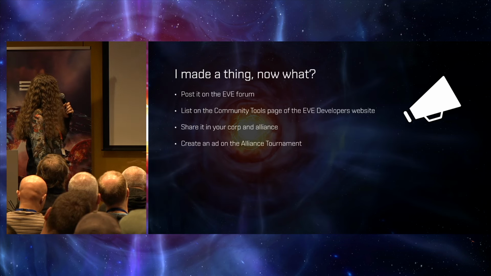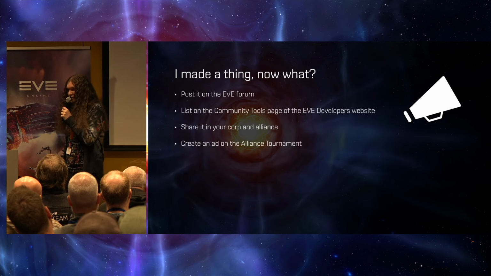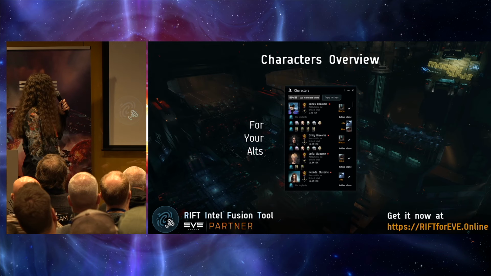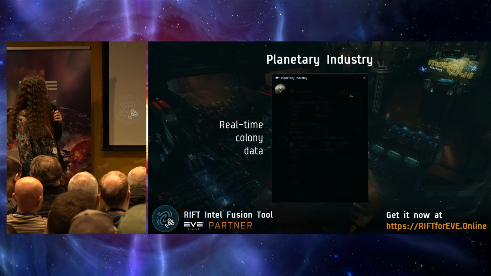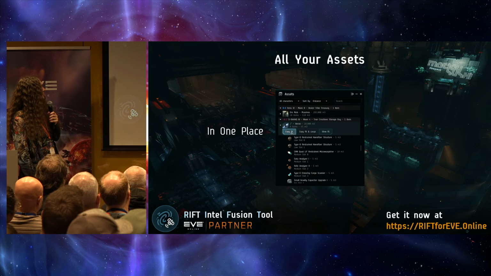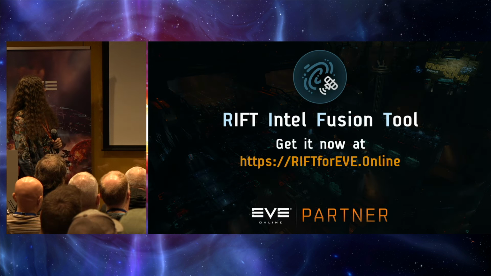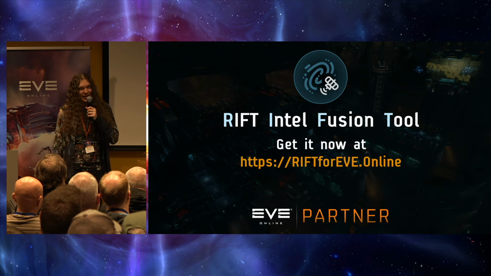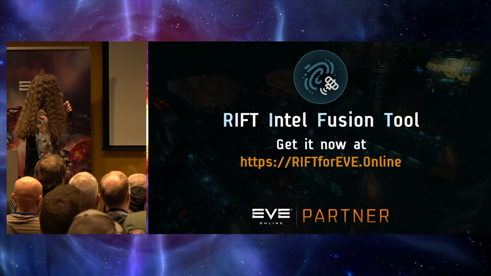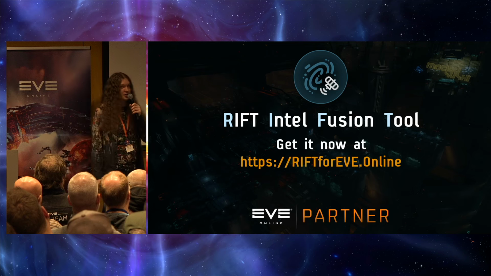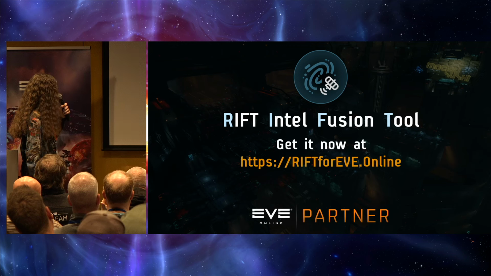And another thing you can do is create a video advertisement for the Alliance tournament. So let's see one of them. Yeah, so this is the one I made. And it was super cool seeing it broadcasted during the Alliance tournament to thousands of viewers. I encourage everyone to do it because it's totally free. You just have to make a short video and submit it to CCP, and they will probably show it. It's really cool.